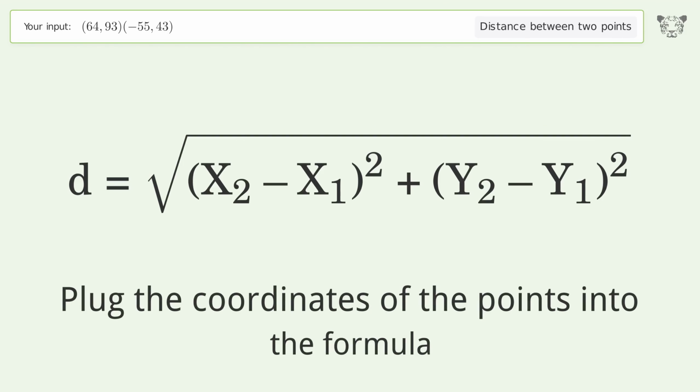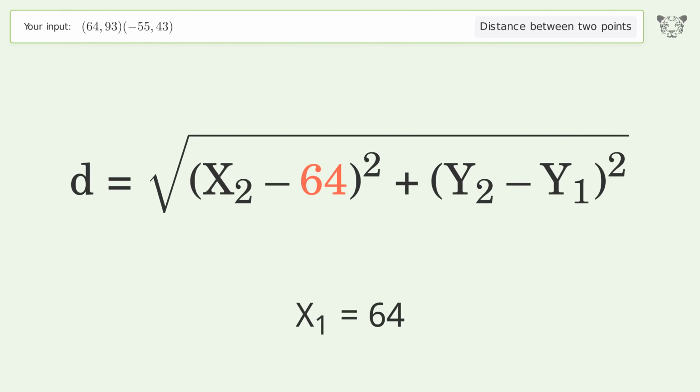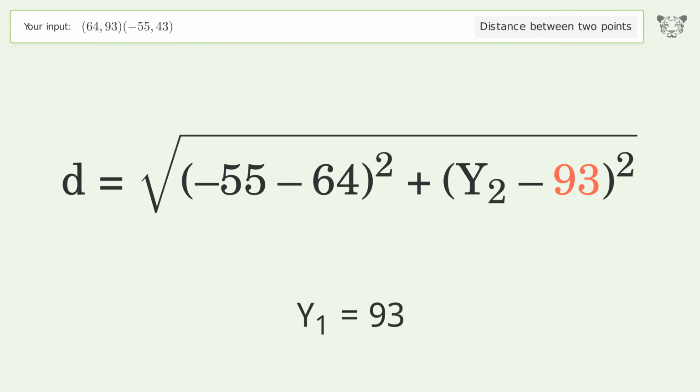Plug the coordinates of the points into the formula. x1 equals 64. x2 equals negative 55. y1 equals 93. y2 equals 43.